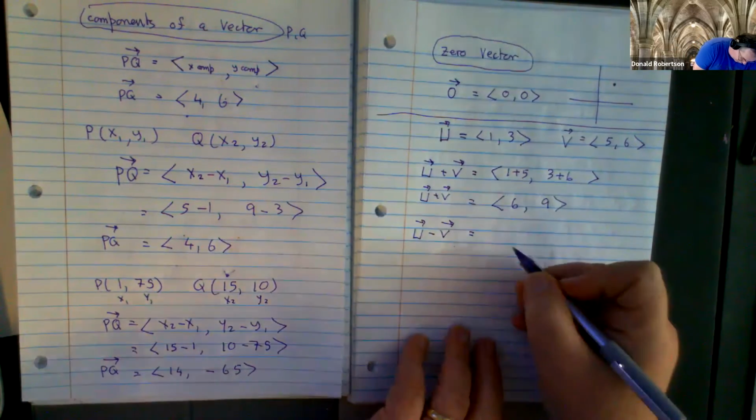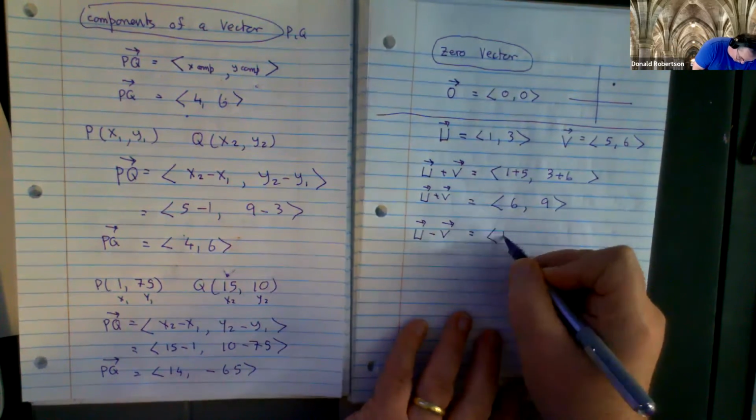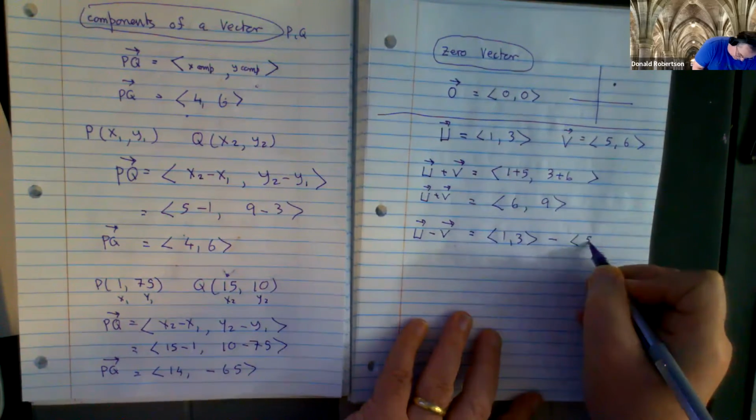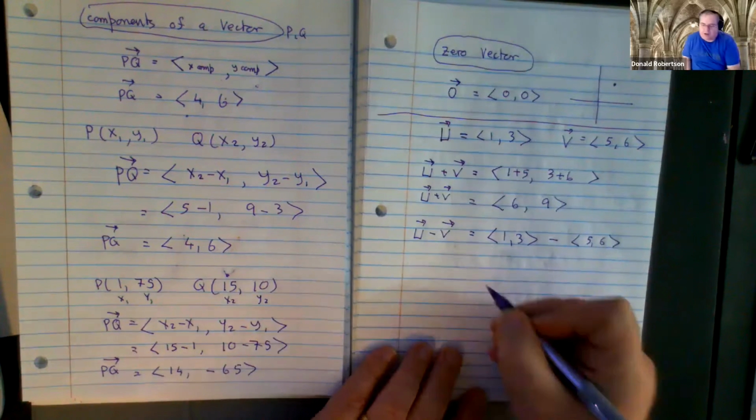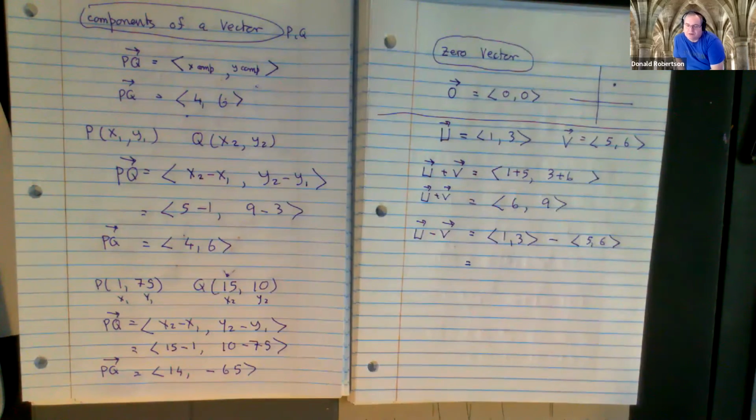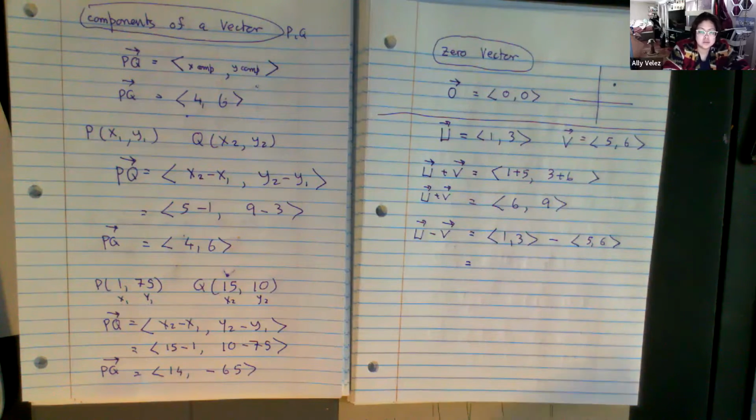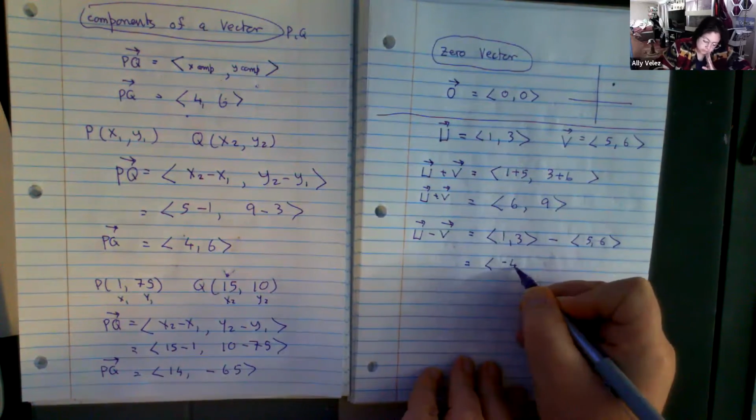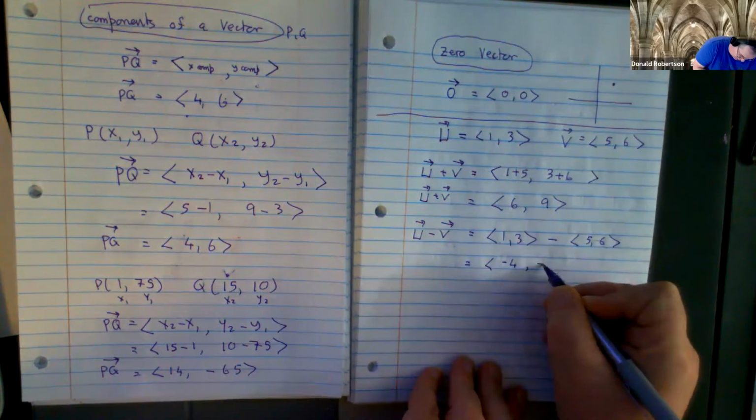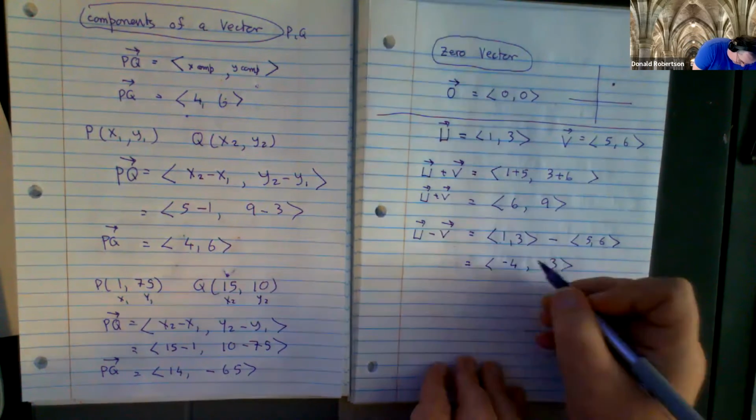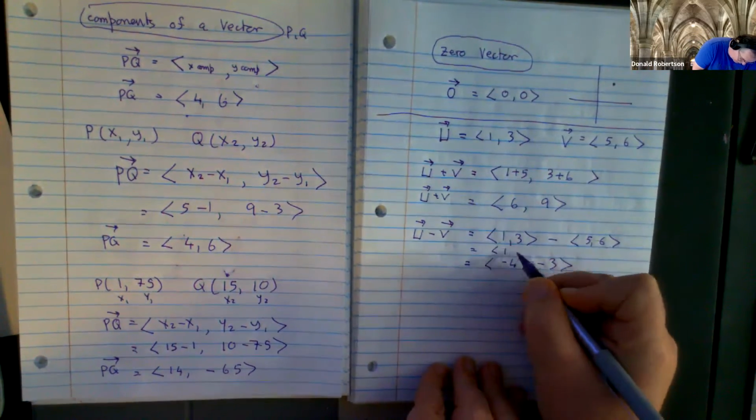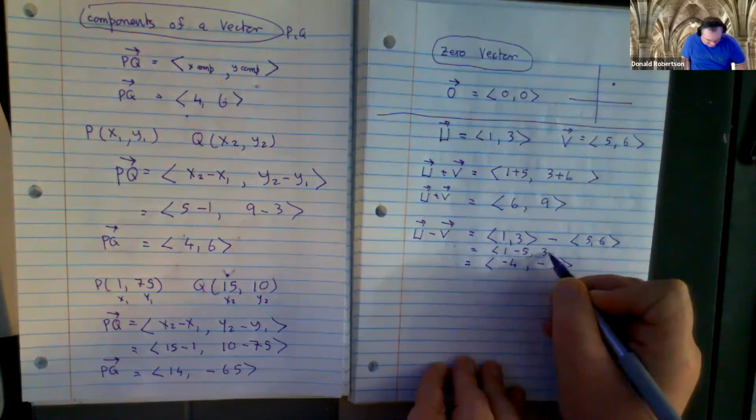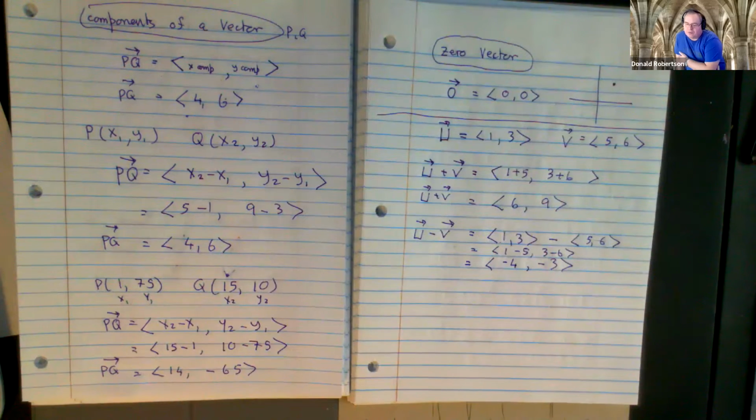Well, if you wanted to subtract two vectors, there's u subtract v. How do you think you would do that? Well, just subtract them. 1 take away 5 is -4. 3 take away 6 is -3. So I guess I should put it in here: 1 take away 5, 3 take away 6. So you just subtract the x and y components.